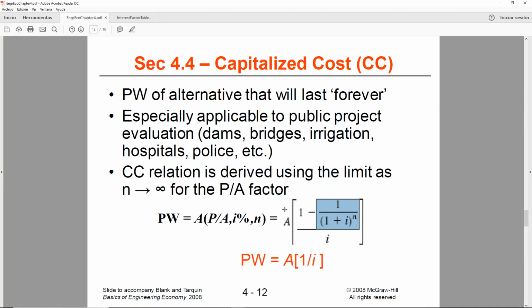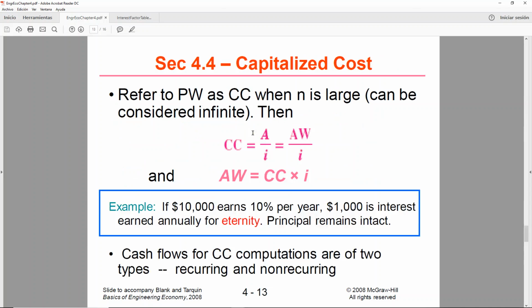Therefore, we are only left with this part of the formula, meaning that it's going to be A divided by i, or the way they put it here, A times 1 divided by i. So this will be our formula to calculate the present worth or the capitalized cost. Again, the formula is A divided by i. There may be some cash flows that we first need to convert to the equivalent A, that's why they call it the annual worth, and then we must divide that by i.